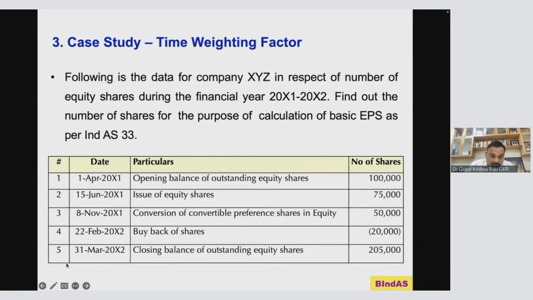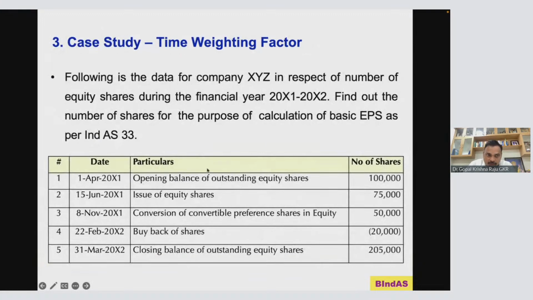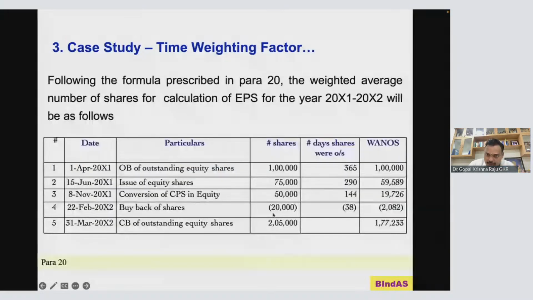20,000. On 31st March, you add 1 lakh plus 75,000, 1 lakh 75 plus 50, 225, 225 minus 20 is 205. Now, is the denominator 205? No. So you have to take this: 1st April, 12 months. 15th June, so how many months do you have to take? This is actually number of days. You can take 365. This is 290 days, and your 50,000 is 144 days. Buyback is on this particular date. Because all are not at month end, it is in between, you can take the number of days. So 38, and the closing balance is 205. Will you get 205 here? No.